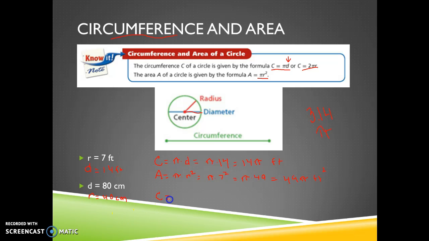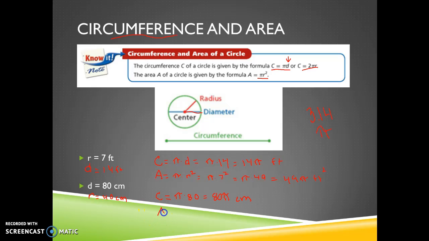And so for our second example, we have the same situation. We're going to have pi times d. So it's going to be pi times 80. And again, you do want to put your 80 out front. So we have 80 pi or 80 times pi. You can put the multiplication symbol in the middle there or not. That's up to you. And then we have centimeters.